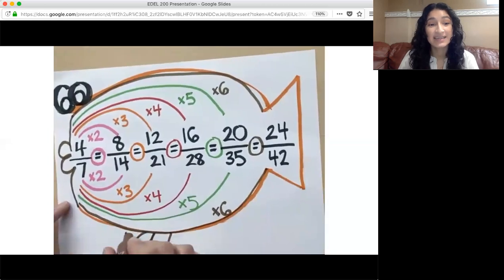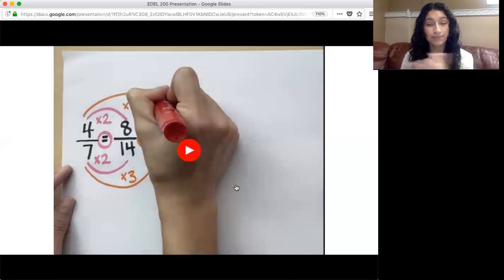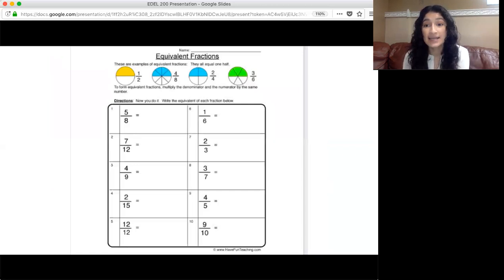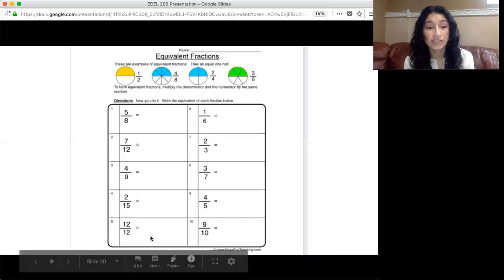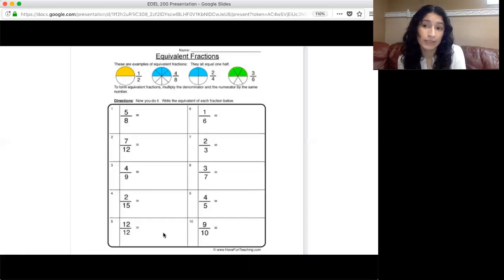And as you can see, whatever we did to the top, we also did to the bottom. And these are all equivalent fractions. And so now that we did that together, I want you guys to focus on this worksheet on your own. And you can see our direct instruction example was provided up here for you to look back at. And I want everyone to pay attention to number 5 real quick. We have 12 over 12. And let's say we multiply top and bottom by 2. It's going to give us 24 over 24.